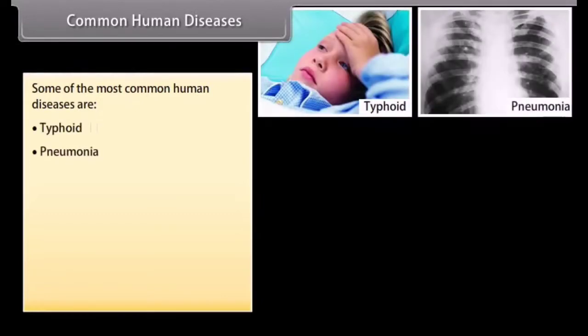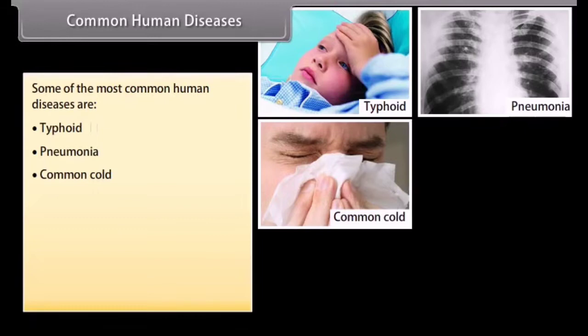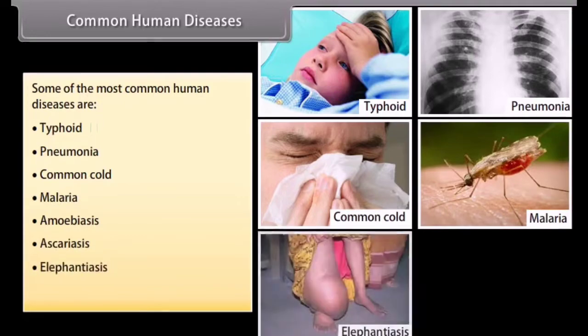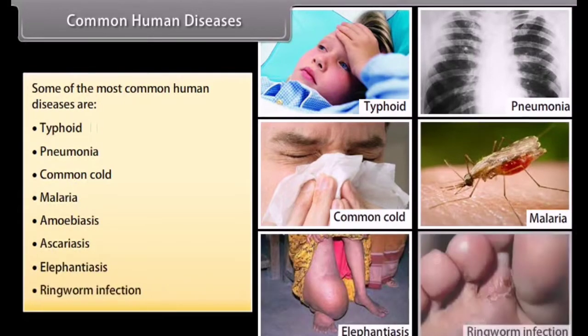Common human diseases. Some of the most common human diseases are typhoid, pneumonia, common cold, malaria, amoebiasis, filariasis, elephantiasis, ringworm infection.